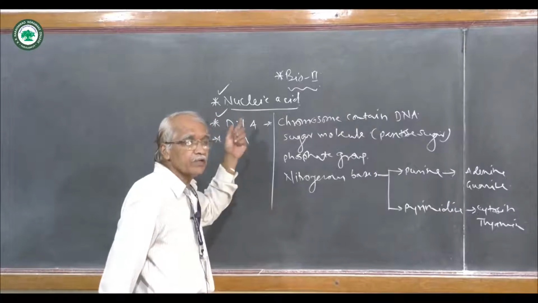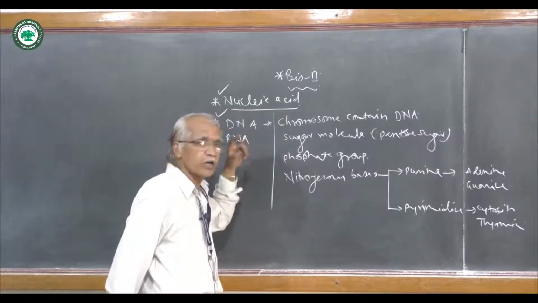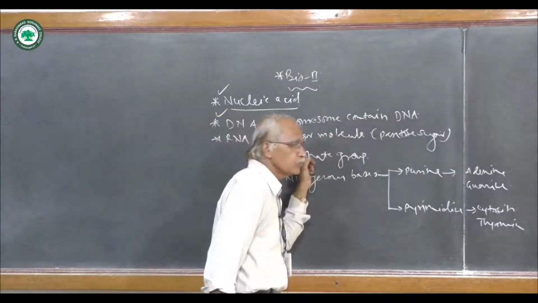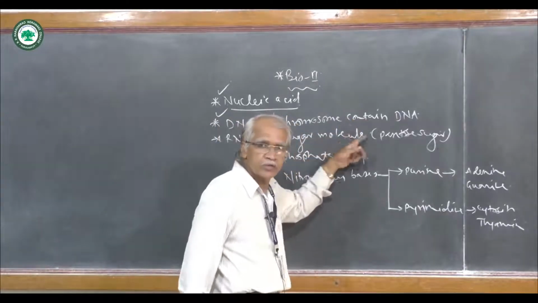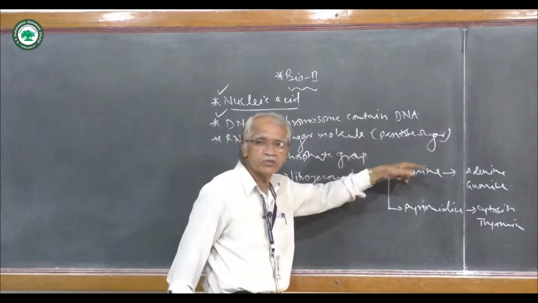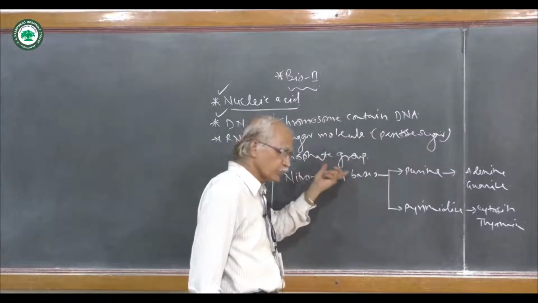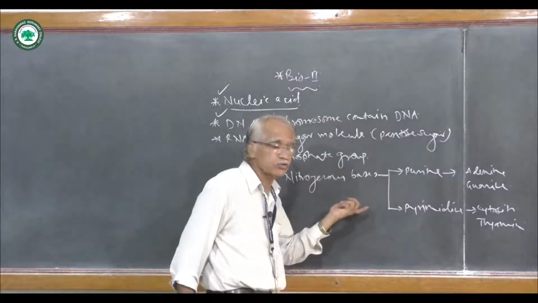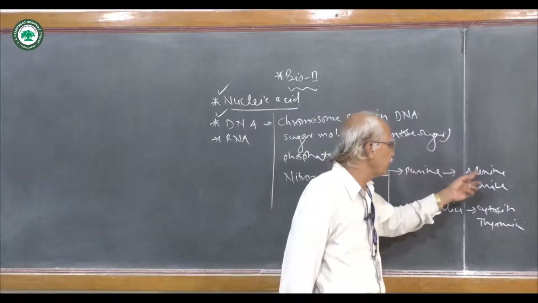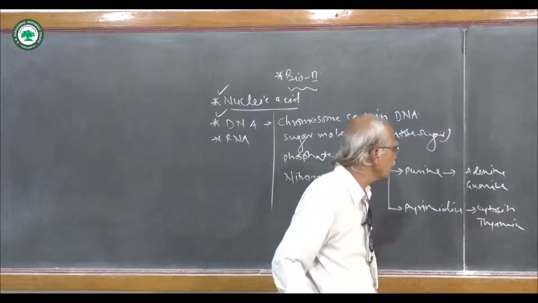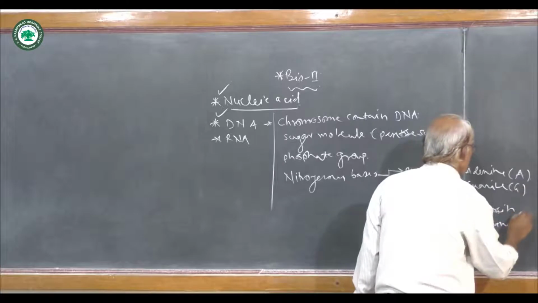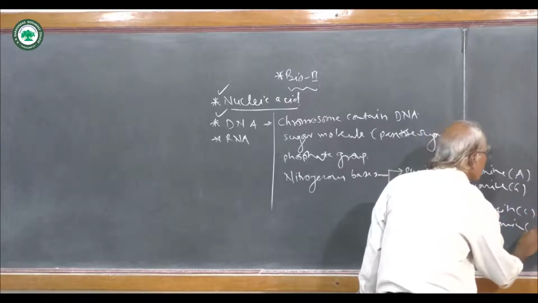So once again, DNA is present in chromosome. DNA is also called deoxyribonucleic acid. It is made up of sugar molecule, especially pentose sugar, then phosphate group and nitrogenous bases. Nitrogenous bases are of two types, that is purines and pyrimidines. Purines like adenine and guanine, and pyrimidines cytosine and thymine.